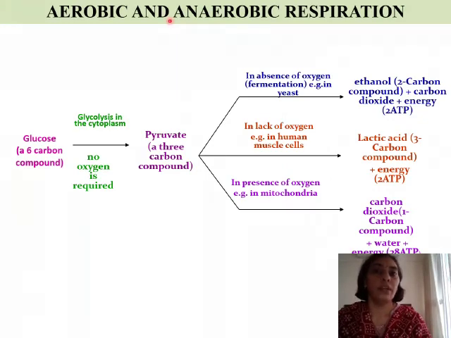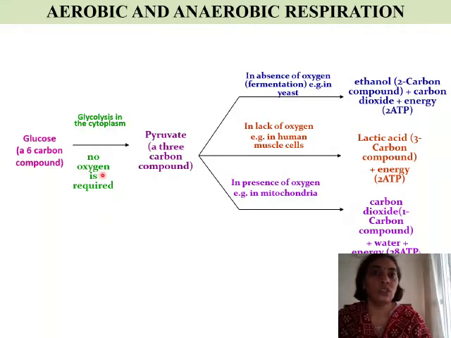Here is a diagrammatic representation of aerobic and anaerobic respiration. We begin with glucose, which is a 6-carbon compound, C6H12O6. The very first step is called glycolysis, which takes place in the cytoplasm. It's a common step for both aerobic and anaerobic respiration.